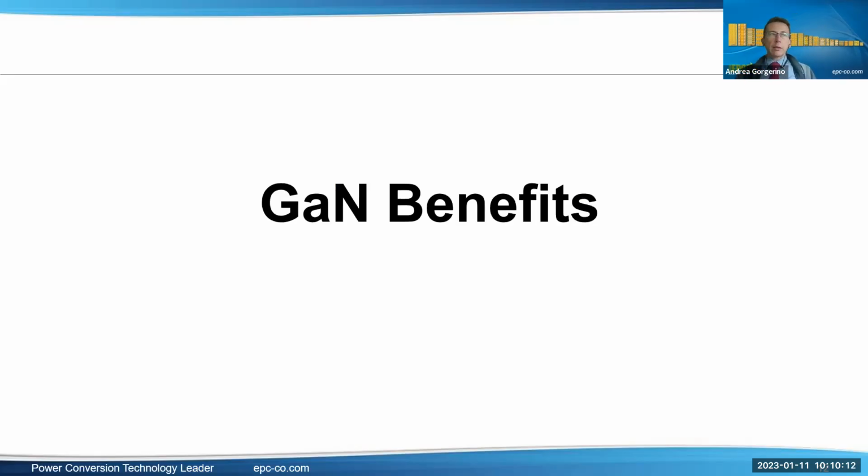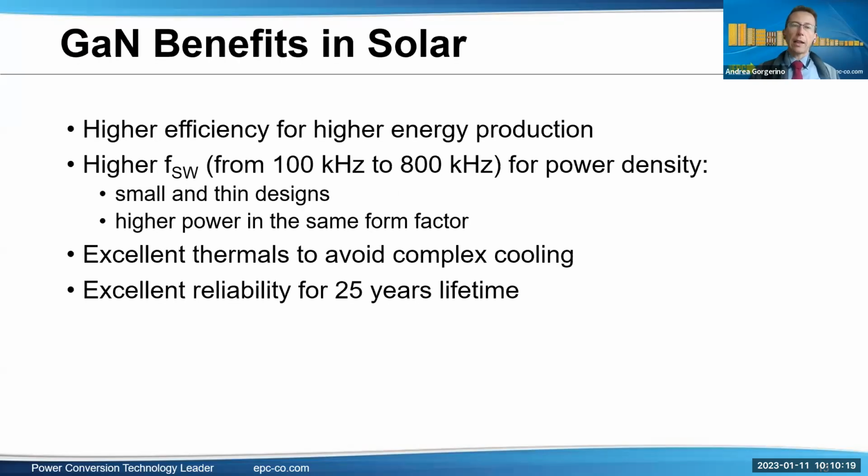So let's talk now about the GaN benefits and what they can bring to the solar systems that we just saw. High level, the first thing that GaN brings to the power electronics is higher efficiency. And higher efficiency solar systems means higher energy production, which is, at the end, what we care about. It also brings higher switching frequency capability.